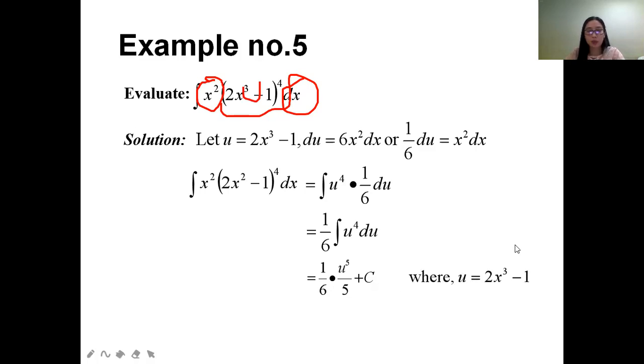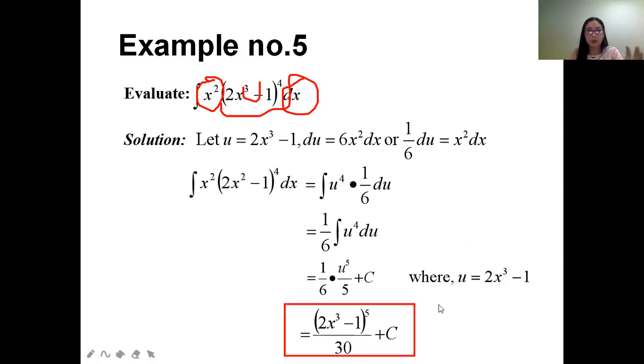Then we substitute back what we used earlier for u, which is 2x cubed minus 1. Then we have our final answer as the quantity of 2x cubed minus 1 to the 5th power over 30, since 6 times 5 is 30, plus C. So that is our final answer.